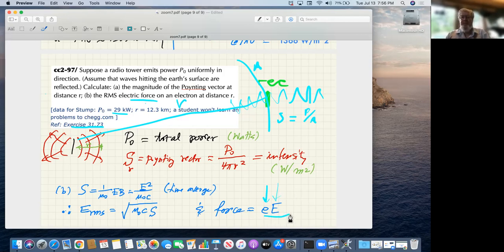You can expect this to be a very small force because after all, we're just talking about the force on an electron. The electron is a very small mass. So it doesn't take a very strong force to cause oscillations of such a small mass. So this will be many powers of 10 smaller than a Newton. So you should expect your answer to come out to be some very small power of 10.